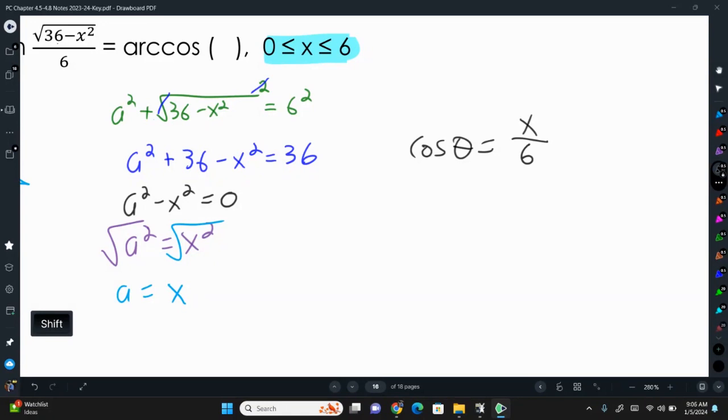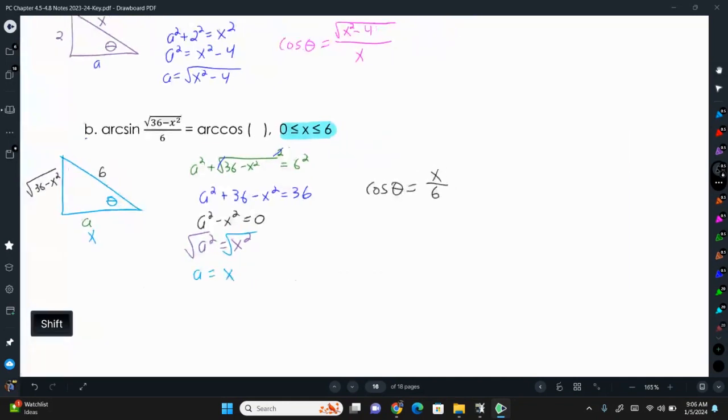So these problems are really not that bad once you just remember what we did, like I said, in those previous chapters, and you're comfortable having x in your answer. We're not solving for x for these problems.